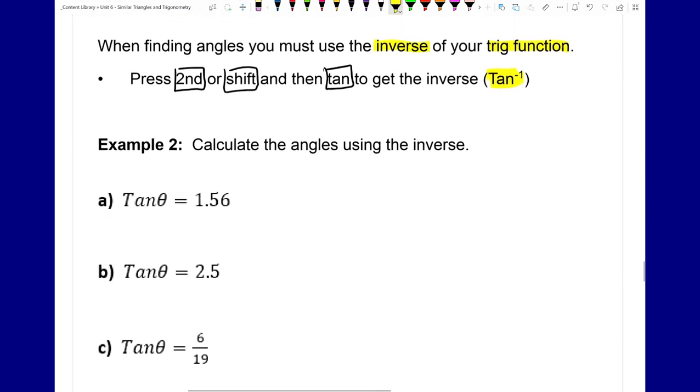So let's go through and calculate the angles using the inverse. How that looks: if I know that tan of theta is equal to a value, and I want to find theta, I want to find this angle.